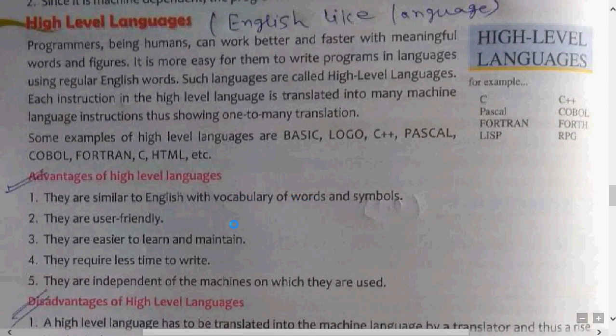They are user friendly, they are easier to learn and maintain, they require less time to write programs, and they are independent of the machine on which they are used. So there are a lot of advantages with high level programming language. Firstly, it is very easy, user friendly, and easier to learn and maintain the program. If we have to alter the program, then we can do it easily. And the best point is that it is machine independent. So if you write a program on any machine, it will execute on any other machine.